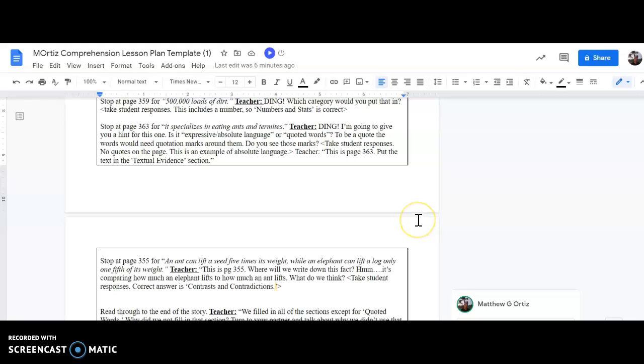Stop at page 355 for "an ant can lift a seed 5 times its weight, while an elephant can lift a log only 1/5 of its weight." Teacher, this is page 355. Where will we be writing down this fact?